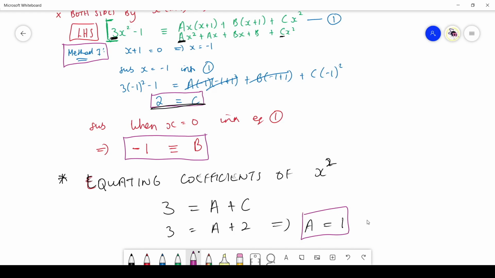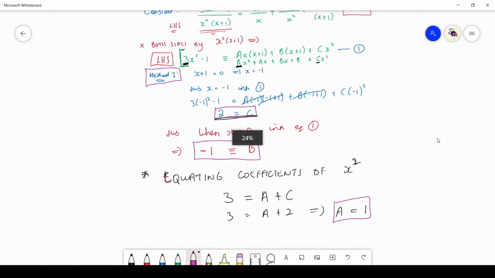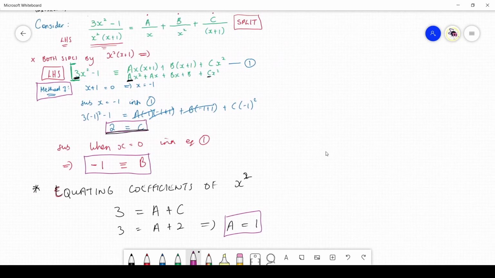But the fastest way, like I said, is to substitute values of x that make a denominator 0. That's usually the fastest way of finding the values of these constants. Okay? And let's actually put this answer together. So this is not the final answer.